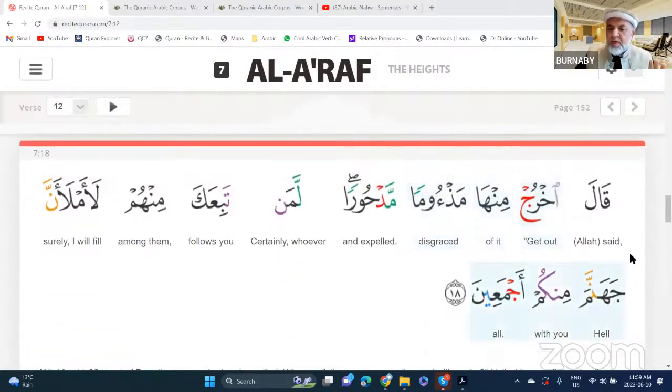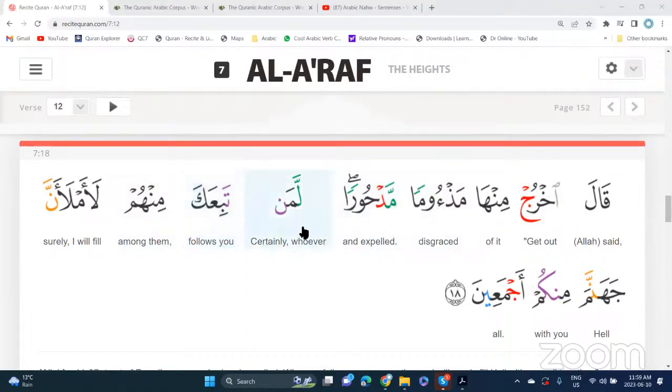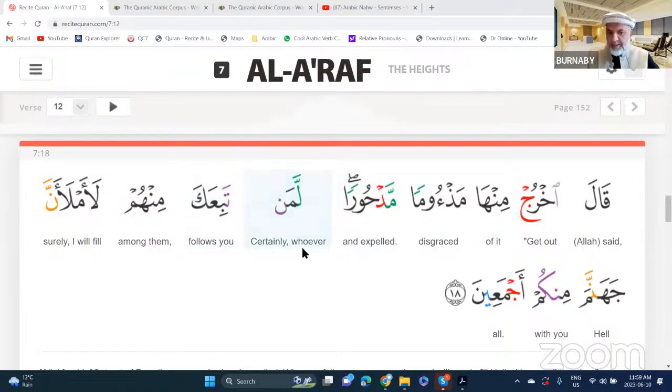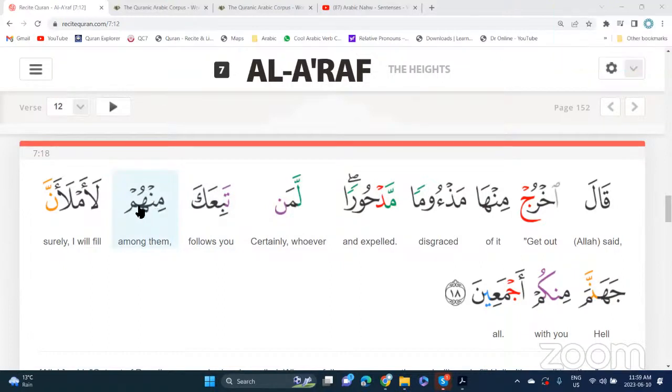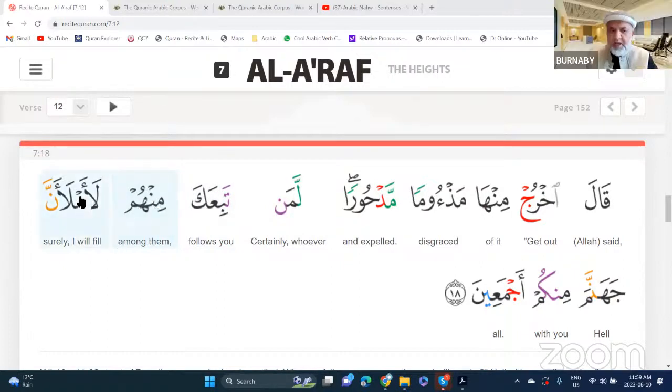Okay. So what then did Allah subhanahu wa ta'ala answer him? Qala khruj minha maz'uman madhura. Allah said, get out of it, disgraced and expelled. Liman tabi'aka. Now this tabi'aka, is there an attached pronoun there? Yes. So then Allah said, whoever follows you, tabi'aka, minhum, from them. Is minhum, the word min, jar majroor? Yes, it is the harfajar. And hum is the attached pronoun. La amla anna jahannama minkum ajmain.